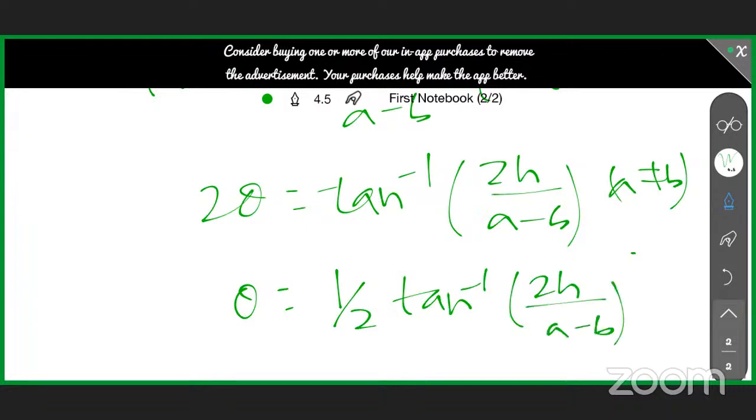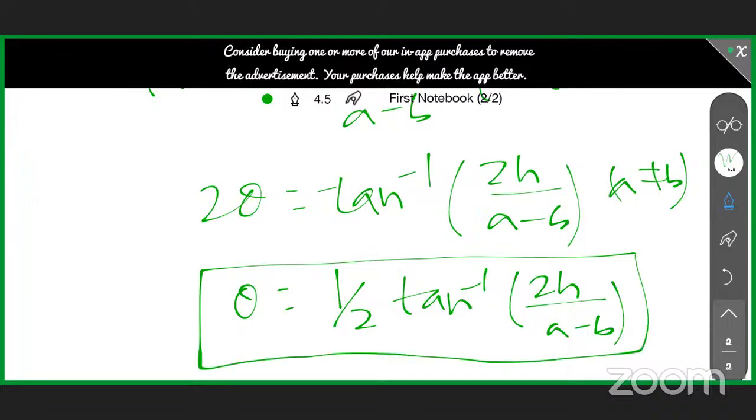What is the theorem? If I want to eliminate the xy terms from the equation, I have to rotate the axis with an angle theta, and that angle theta has to be 1 by 2 tan inverse of 2h by A minus B. Do you understand this theorem? Yes, sir.